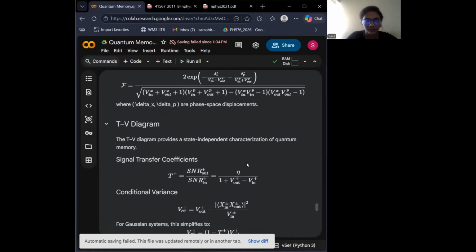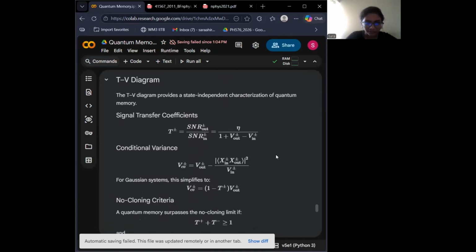Now, coming upon the next theory that we want to get into further, the TV diagram. It's basically another trade-off measuring diagram, so to say, between two parameters, the signal transfer, which is T, and the conditional variance, which is given by V. Now, T plus and T minus are the signal transfer coefficients, and they measure how well the signal to noise ratio, or the SNR, is preserved throughout the memory for each quadrature. So it's basically defined as the fraction of the SNR of the output as compared to the SNR of the input for both quadratures. And it is given by theta divided by 1 plus V out minus Vn for each of the respective quadratures, plus or minus.